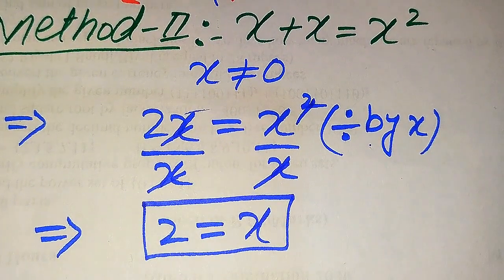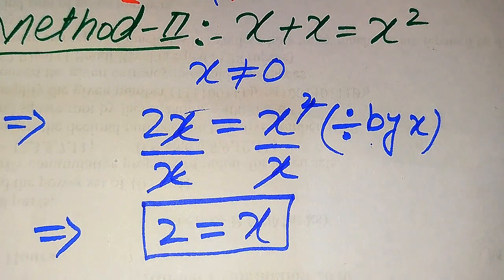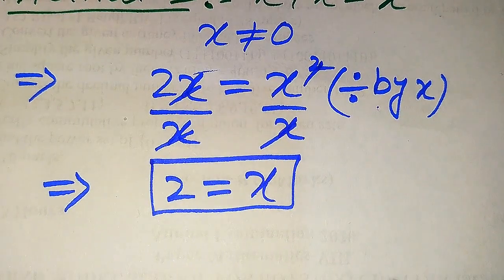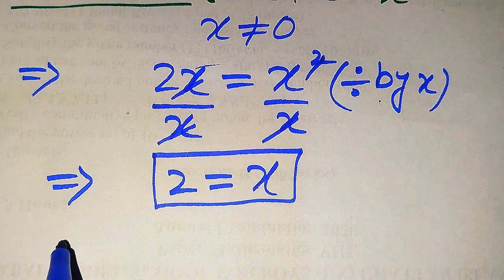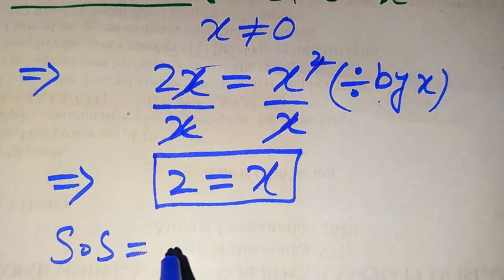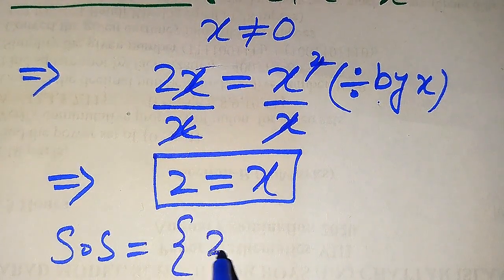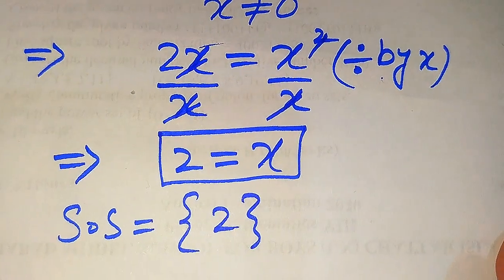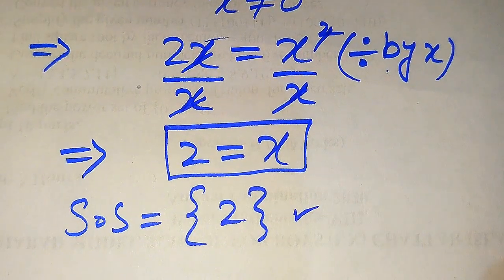So in the second method we get only one root of the given equation, and that is x is equal to 2. It means that the final conclusion about the solution set of the second method is x is equal to 2. In the second method we get only one solution of the given equation.